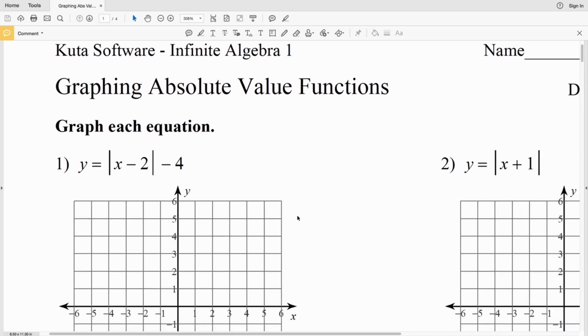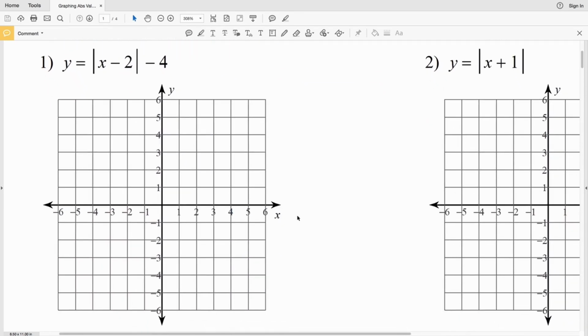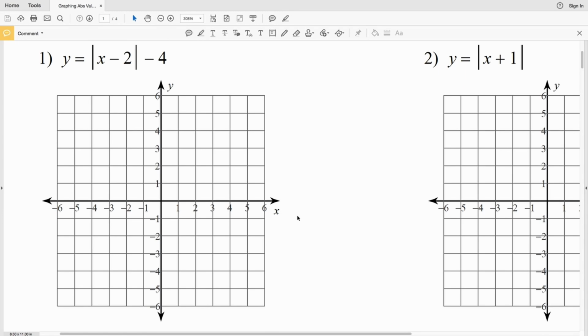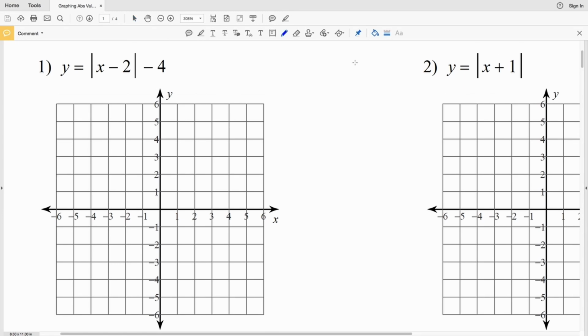Our directions are to graph each equation. In number 1, we have y equals the absolute value of x minus 2, minus 4. Now, graphing absolute value functions is actually easier than you think. We're going to use a t-table to graph each of these functions. Absolute value functions have a turning point that's known as the vertex, and it's either a minimum or a maximum, more specifically. So let's ignore this equation for a second and think about y equals the absolute value of x.